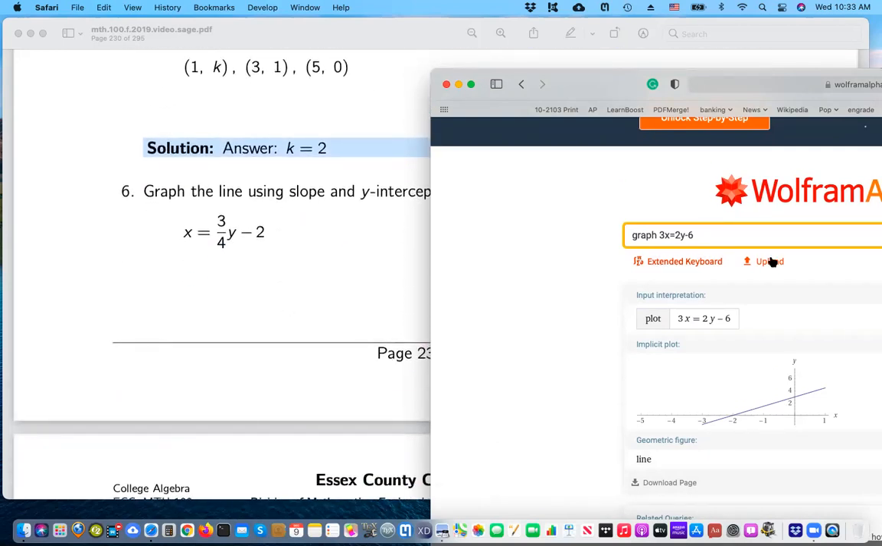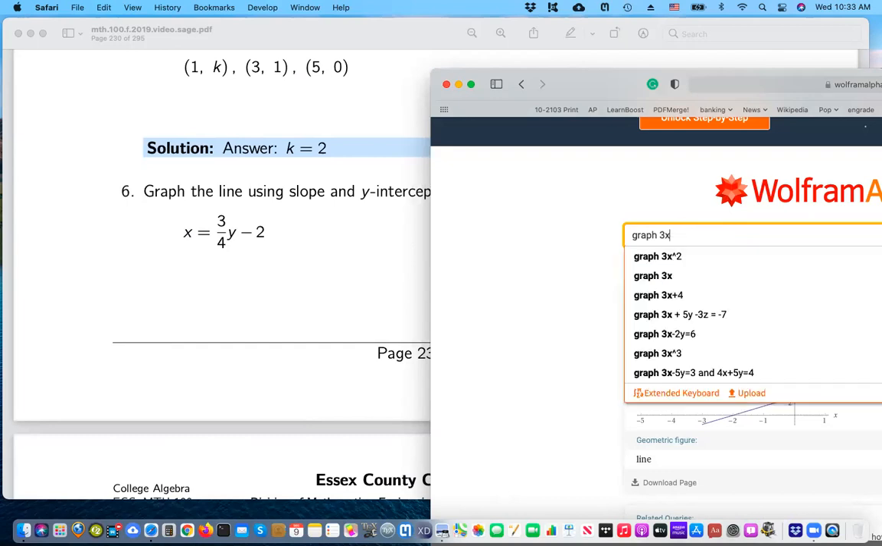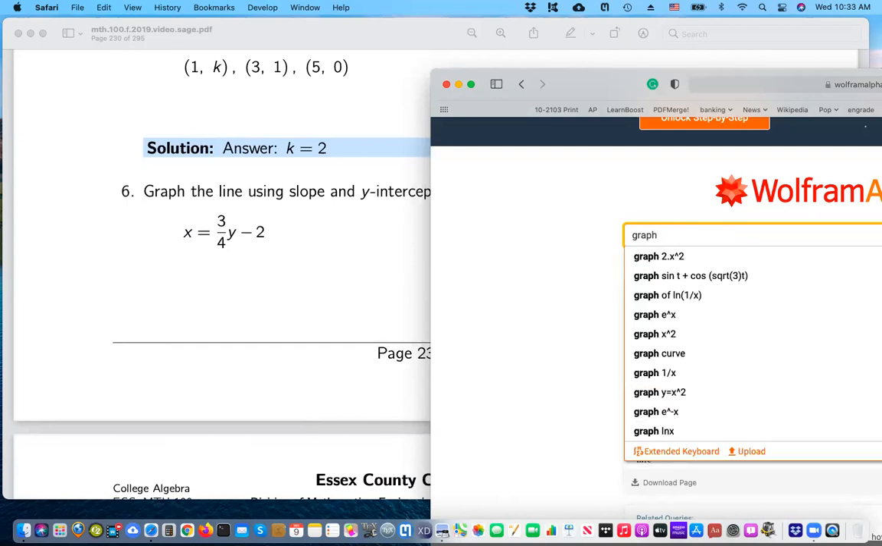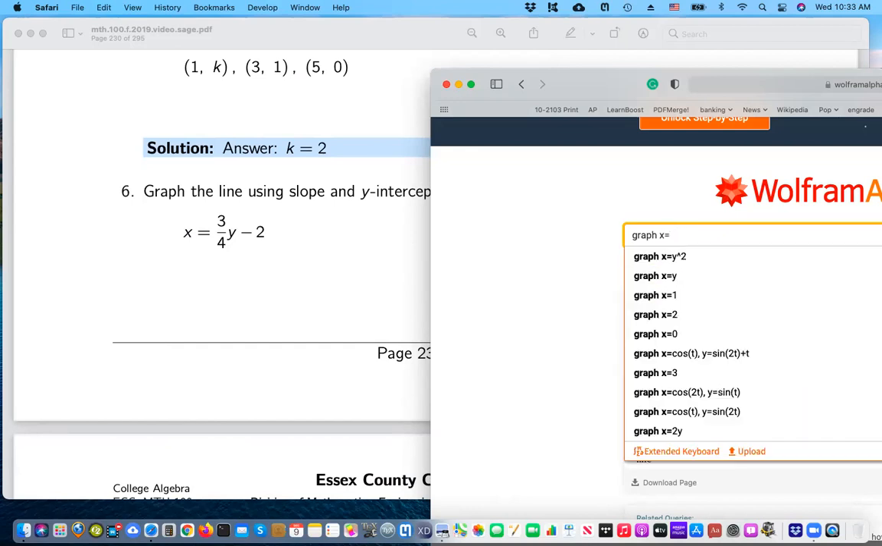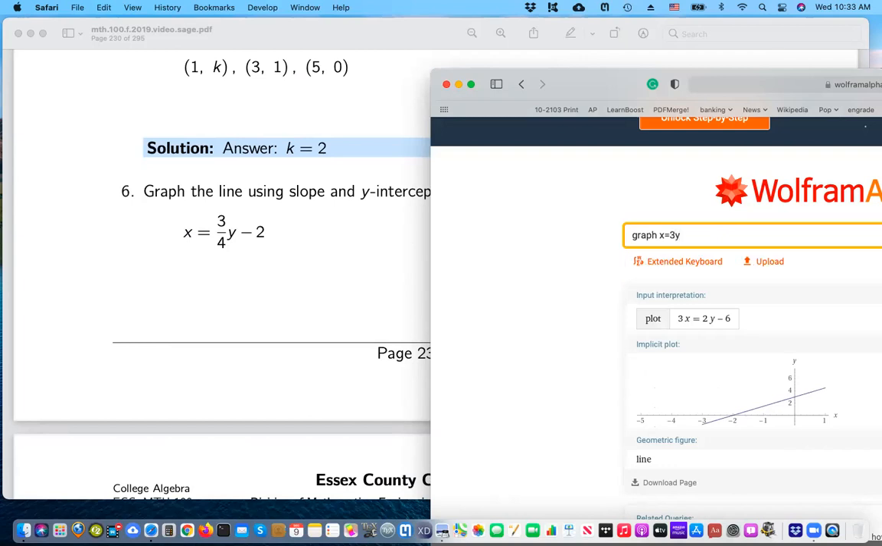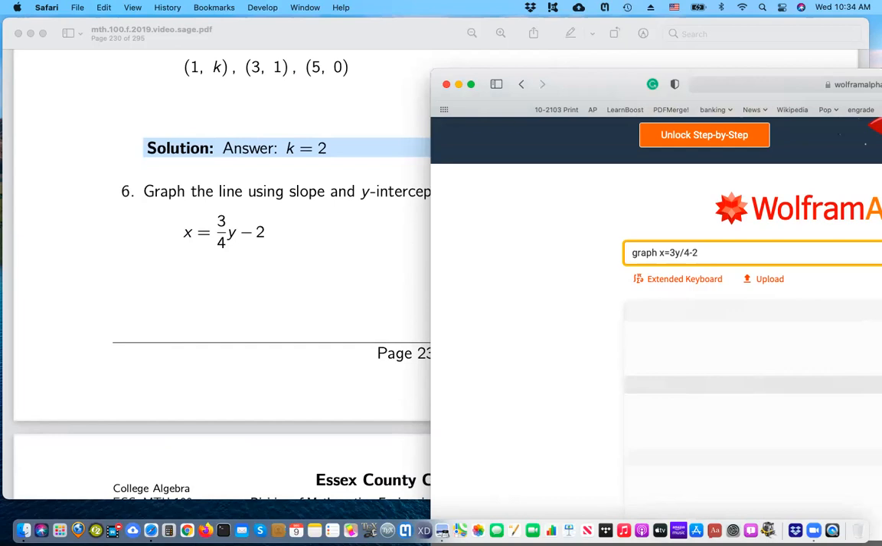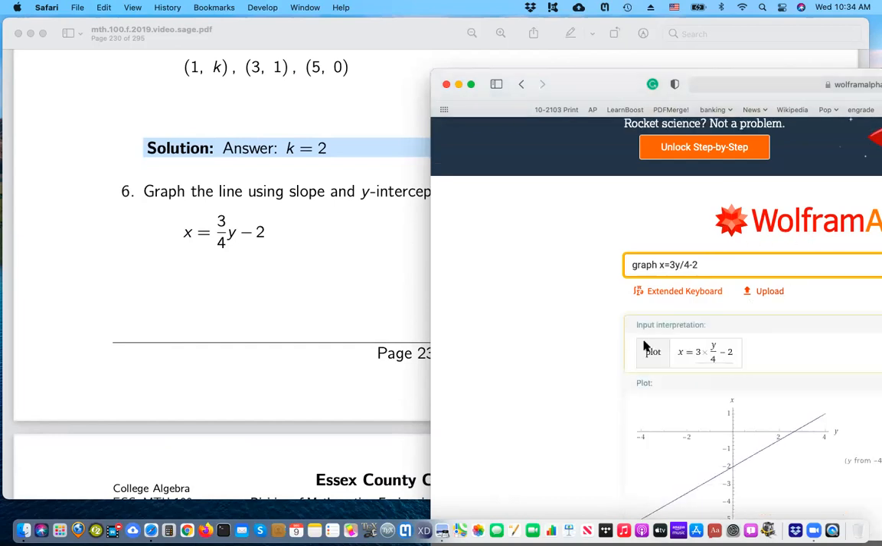For example, number 6, I'll just type that in for you. What is that going to be? x equals 3 divided by 4, and then I'll write it as 3y, because it might confuse you, 3y divided by 4, and then minus 2. All right, one thing I want to point out is that when it does that, it writes it in a way you may find peculiar, but it's really the same thing that's over here: 3y divided by 4 minus 2.